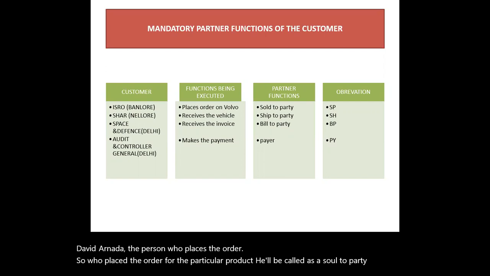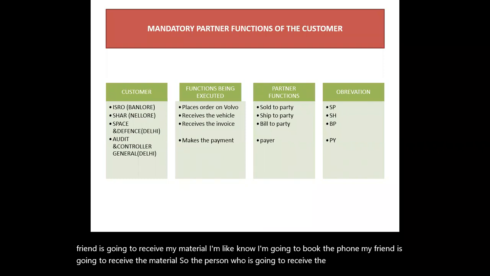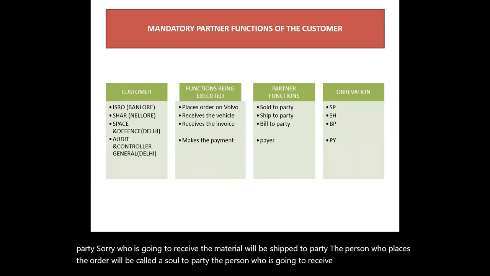But my friend is going to receive my material. I'm going to book the phone, and my friend is going to receive the material. So the person who is going to receive the material will be called the shipped party. The person who places the order is the sold party.